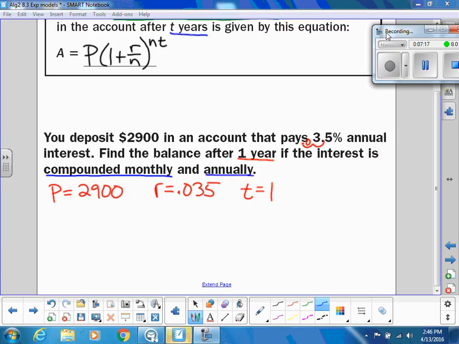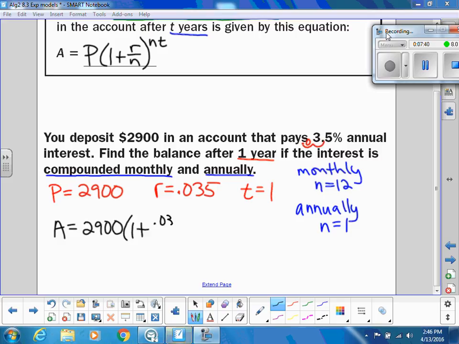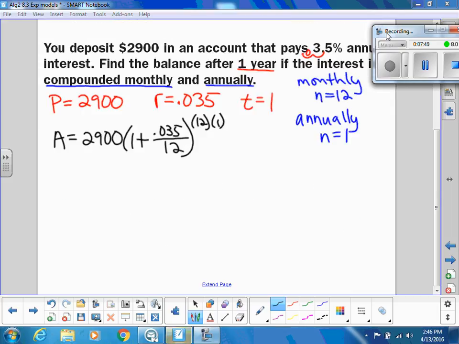And then they want us to do it again and do it annually. So for monthly, our N is going to equal 12. For annually, that means once a year. So our N is going to equal 1. Okay? So if I plug all of this into my formula, I'm going to get 2,900 times 1 plus 0.035 over, I'm doing the monthly one first, 12 to the 12 times 1 power. So I'm going to type all of that into my calculator, just like I see it, and I want you to do the same, and then we'll compare answers.